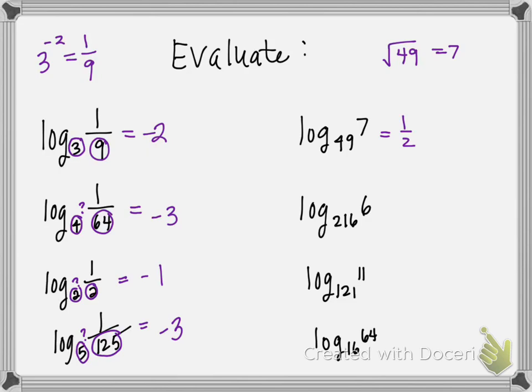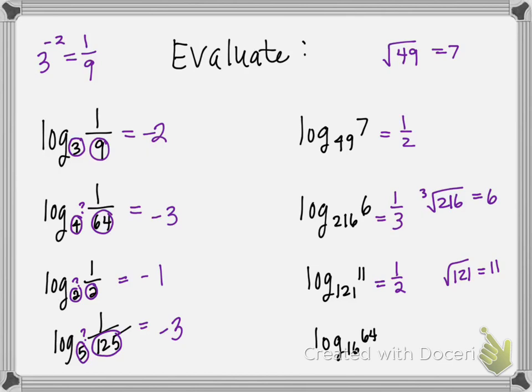So for the next one, 216. What type of root am I taking of 216 to get an answer of 6? I would have to take the cube root of 216 because 6 times 6 times 6 gives me 216. So to represent the cube root as a fraction, I'm raising 216 to the 1/3 power. For the next one, the base is 121, so what type of root am I taking of 121 to get 11? Well, that's just the square root. Remember, the square root written as a fraction is raising it to the 1/2 power.